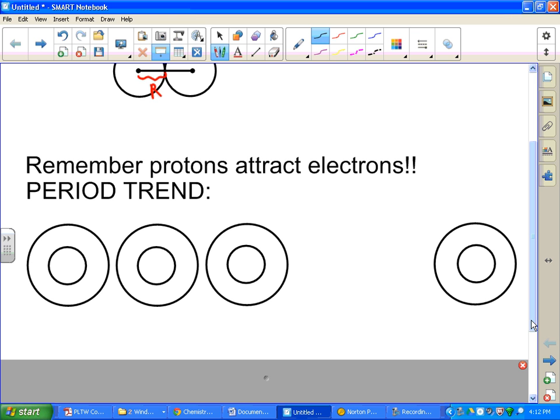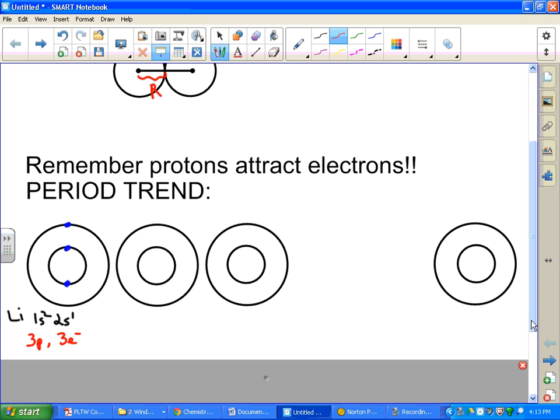Let's say that we have lithium here, and we know it's 1s2, 2s1. So we've got two electrons in a 1s, whatever that looks like. It's a sphere, right? And then we've got one in the 2s. We're just focusing on valence electrons now, so don't get too hung up about that. In lithium, we have 3 protons and 3 electrons.